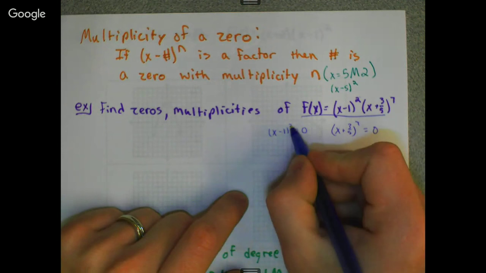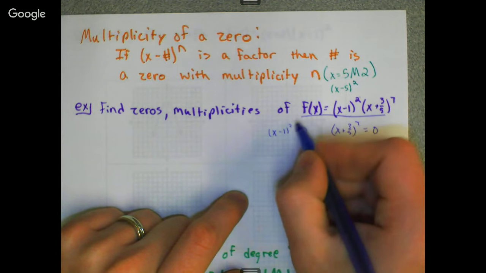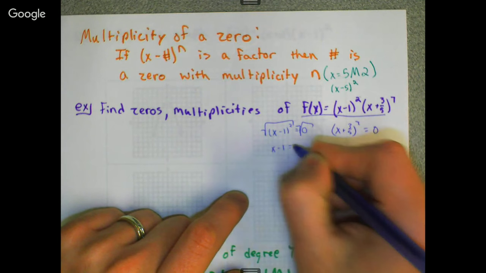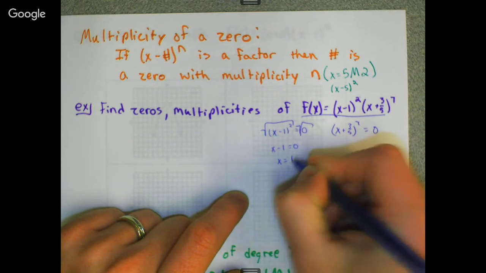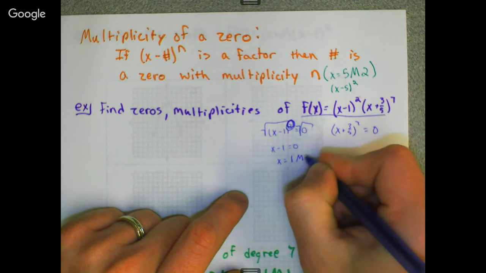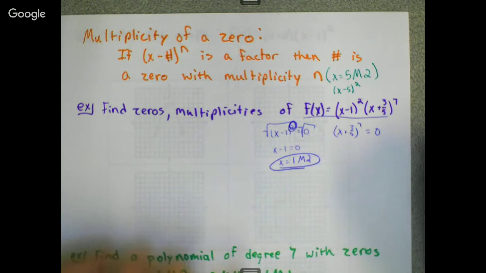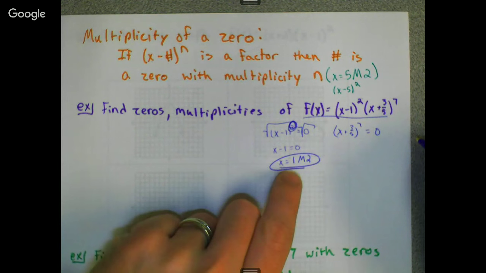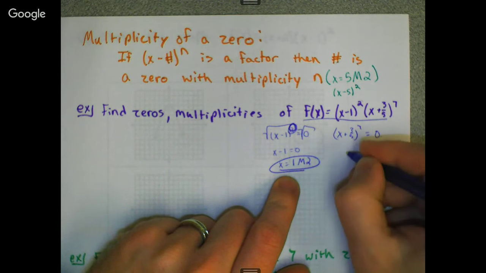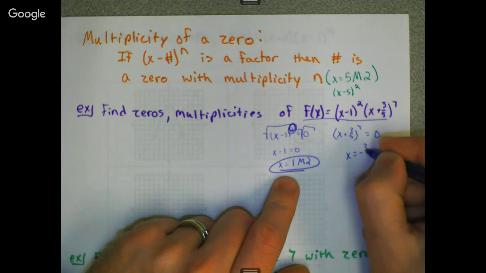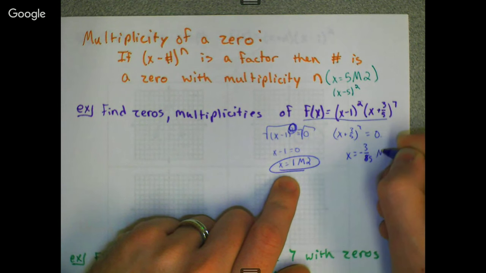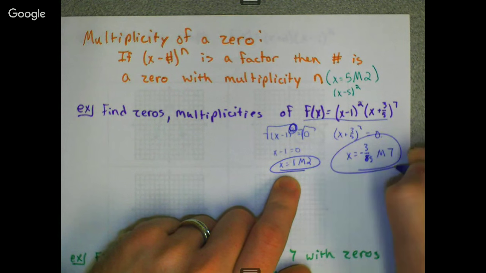So I can kind of ignore these powers here, because if I just take the square root, I get x minus 1 equals 0, x equals 1. But now I have to remember that power, because that tells me it was a multiplicity of 2, meaning I had 2 factors of this zero. Then I'll set this equal to 0 and subtract 3/5. So minus 3/5 is a zero with multiplicity of 7.